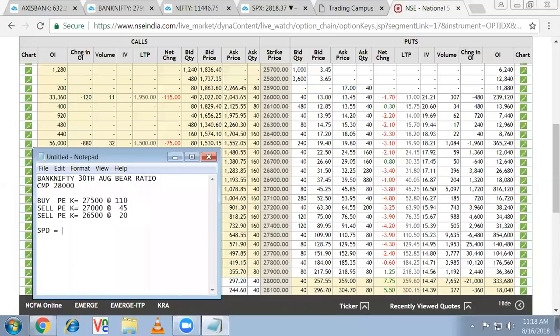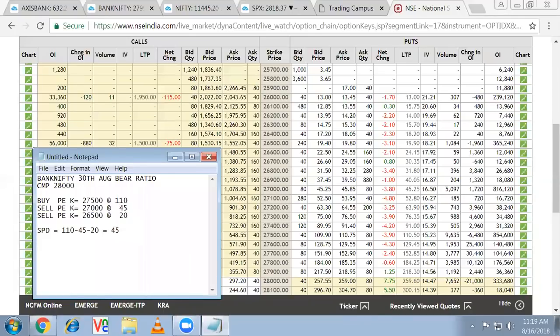Now the spread cost comes out to be 110 minus 45 minus 20. Roughly, 45 and 20 is like 65 or 70, so around 45 is the cost of the spread. Now the most important point to understand is the risk reward. Obviously the risk is high if Bank Nifty goes below 26,500, but even if it goes 500 points below, so if expiry happens to be 26,000, still we will suffice. So there is no risk till 26,000.